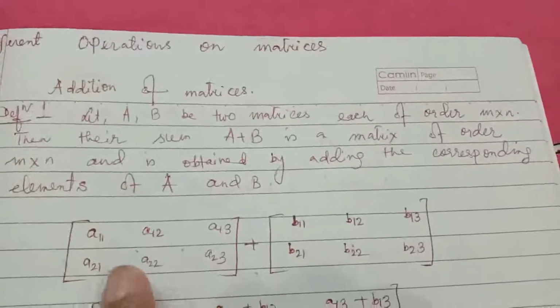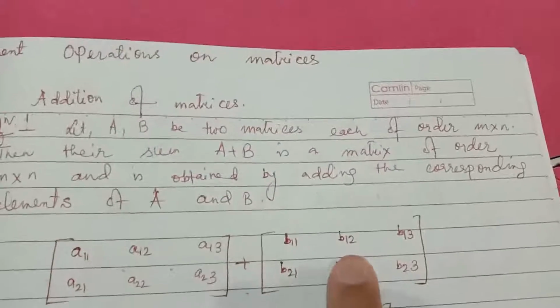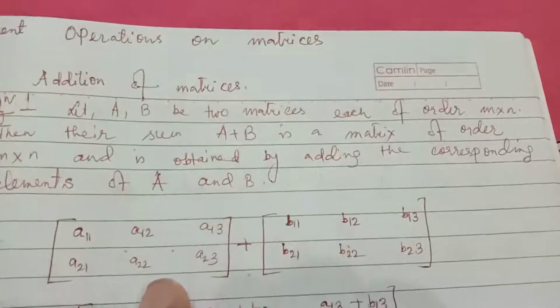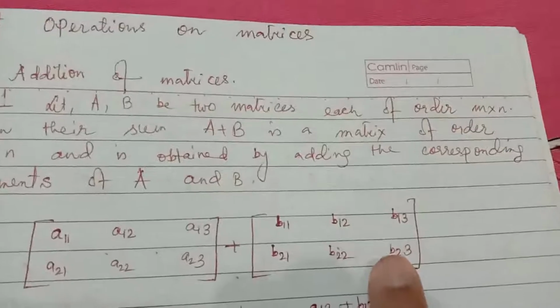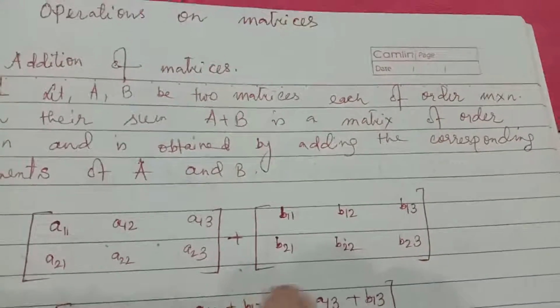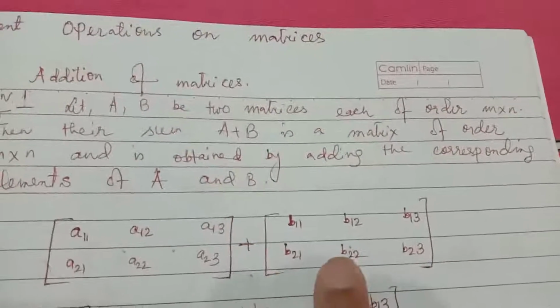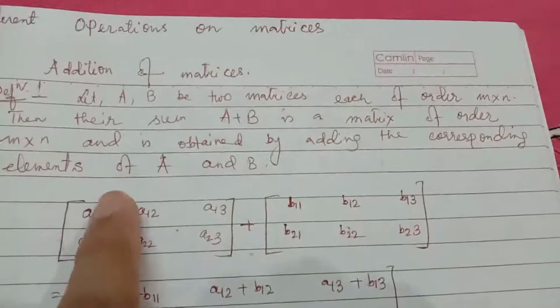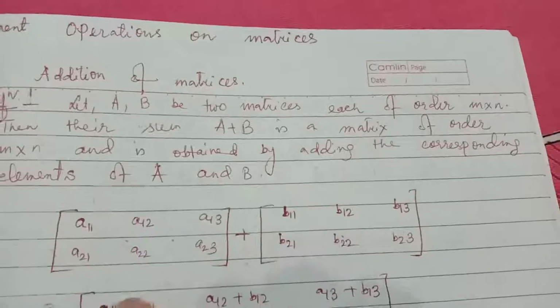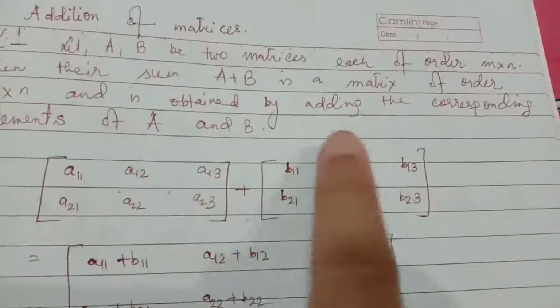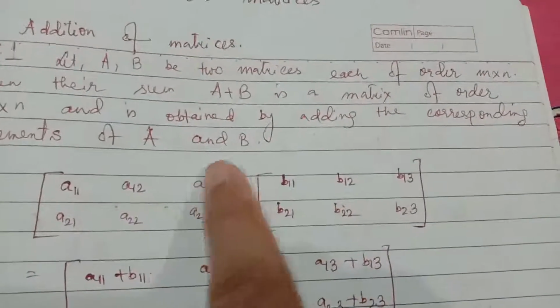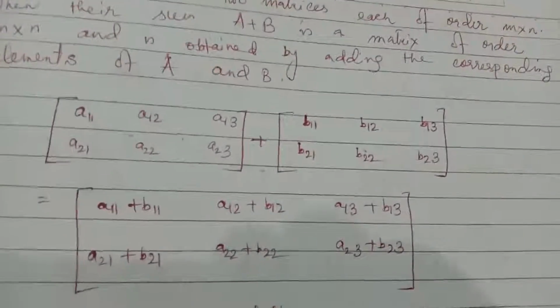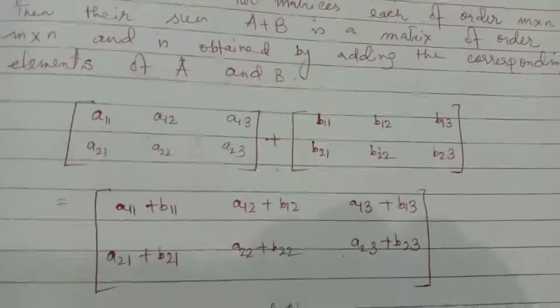I have taken one example. I have taken two matrices of the same order. This is a 2 by 3 matrix. This is also a 2 by 3 matrix. Addition is possible only when they are of the same order. Now, how to add? Simple. We have to add corresponding elements. This element plus this element. This element plus this element. This plus this. So, this is the addition of matrices.